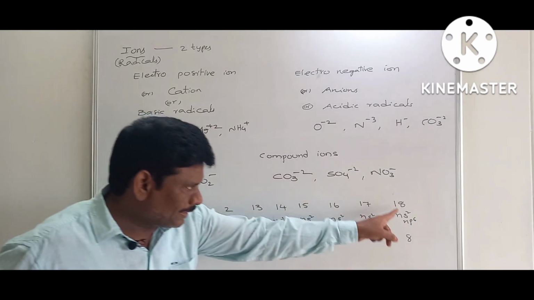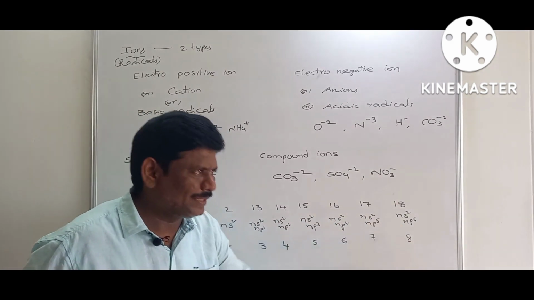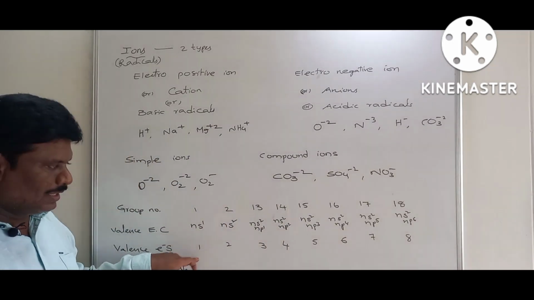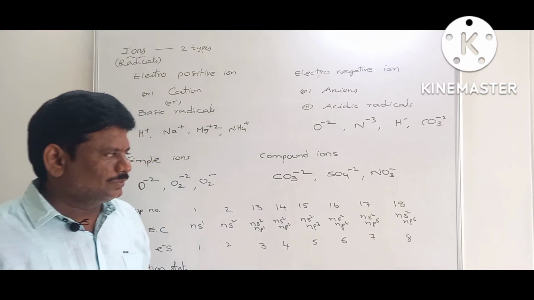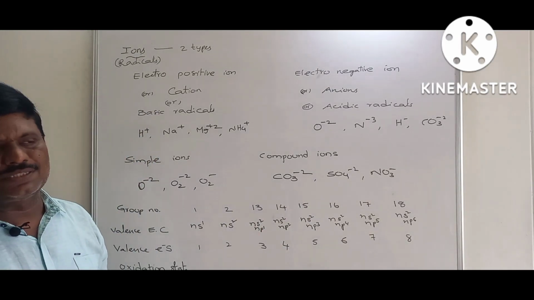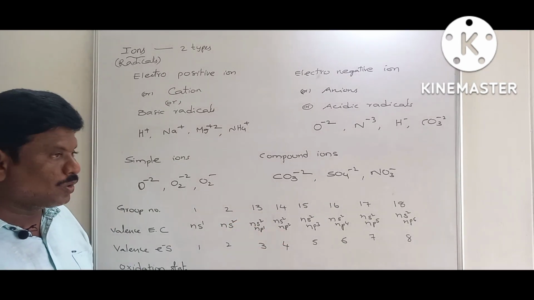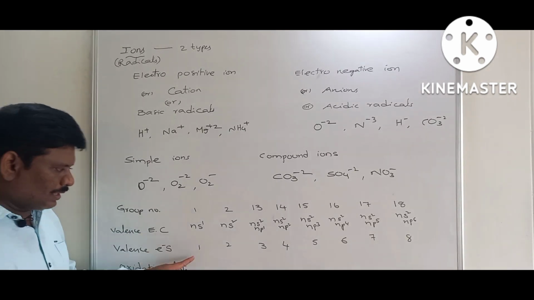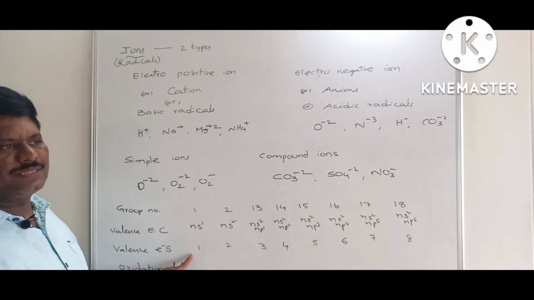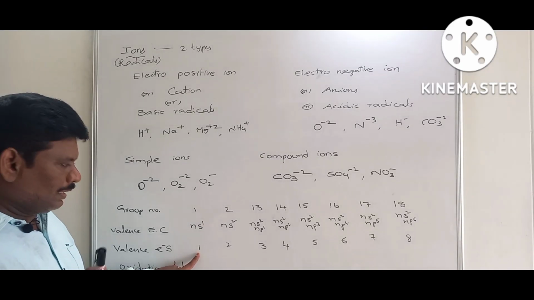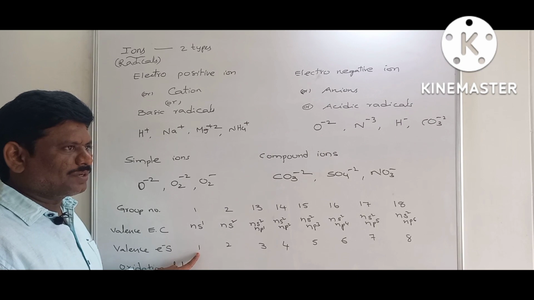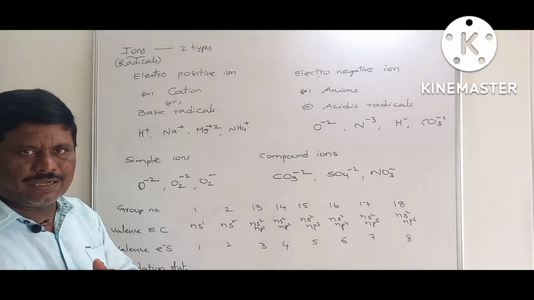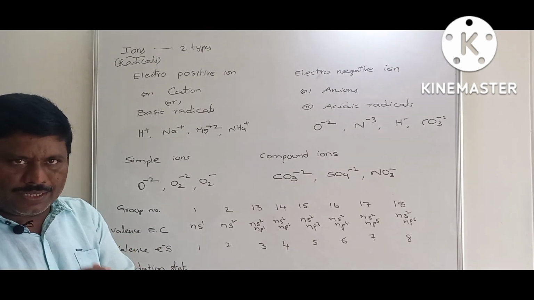Only the inert gases, the 18th group elements, have 8 electrons in their valence shell. All the remaining have fewer than 8 electrons in their valence shell, so they always try to get 8 electrons for stability. How to get stability? By losing, gaining or sharing of electrons. In the first group, only one valence electron is present. It gets the nearest inert gas configuration by losing 1 electron easily or gaining 7 electrons.